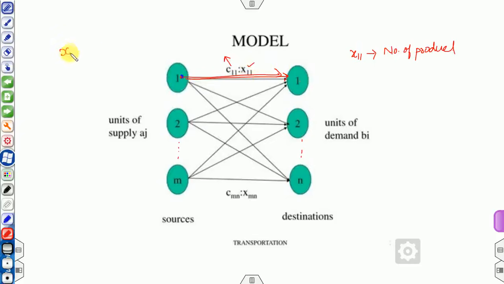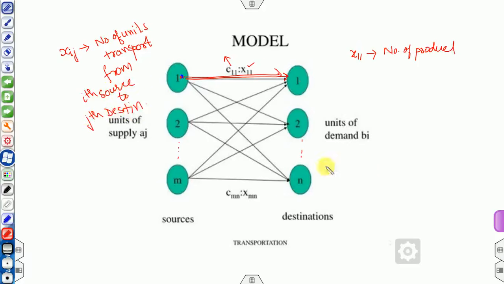So in general, I call Xij the number of units transported from the ith source to the jth destination. Okay, and similarly Cmn is the cost when you transport from the Mth source to the Nth destination, and Xmn represents the number of units we can transport in such a case.